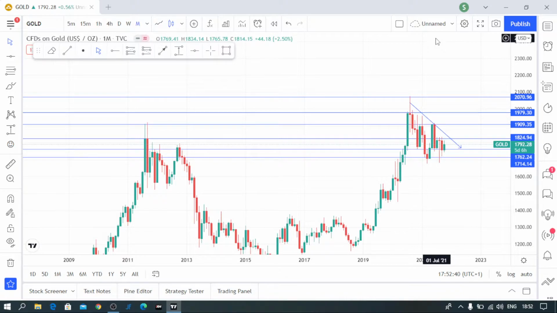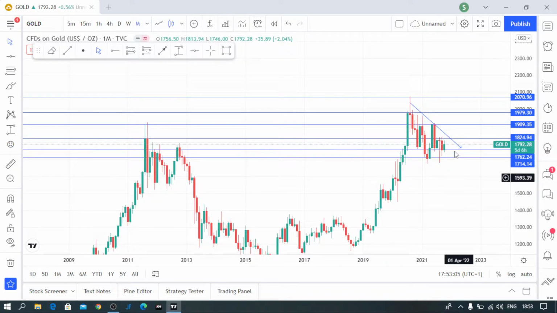Today's date is the 24th of October, so we're going to be doing the top-down analysis of gold for the week of the 25th to the 29th. What we see here are these horizontal lines, which are very crucial. They represent the crucial prices of gold, where the market has reacted in the past.